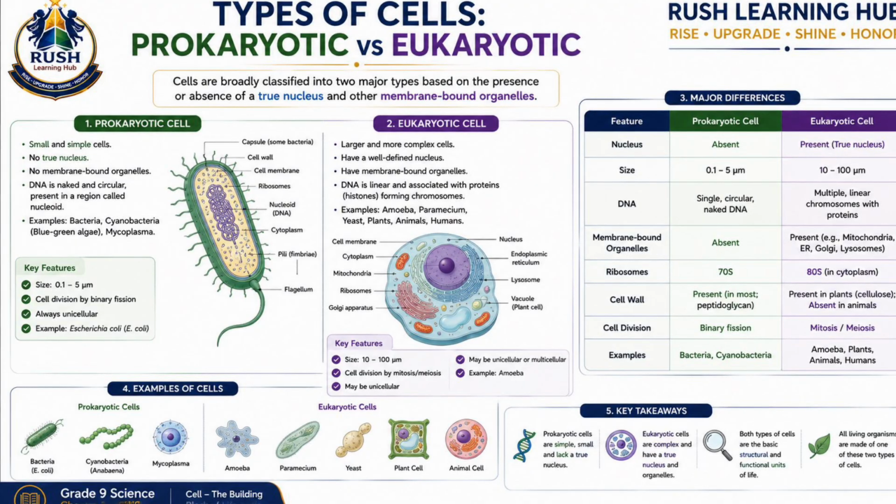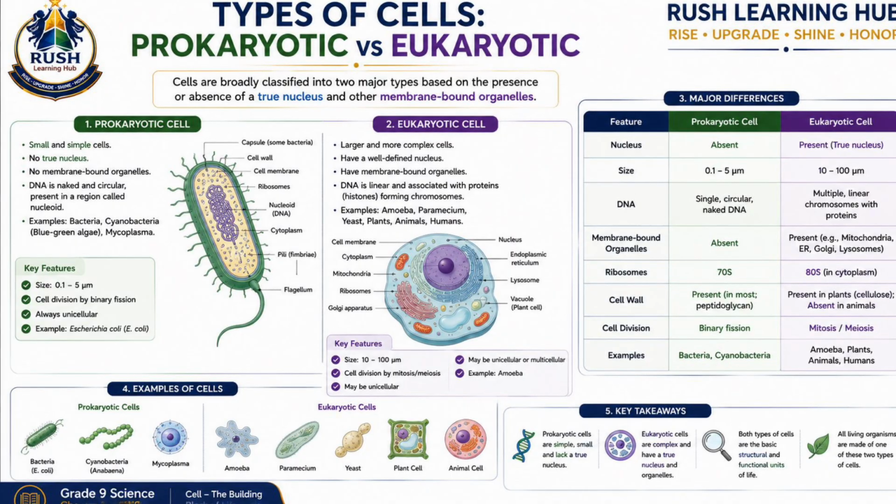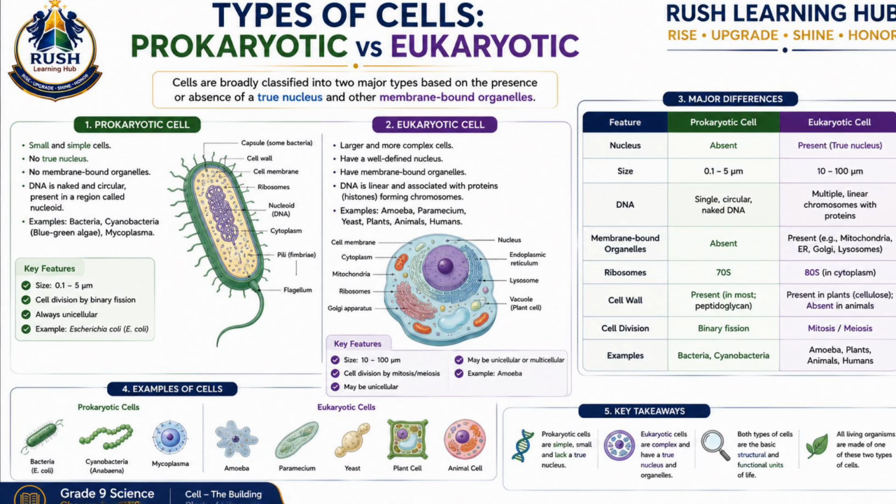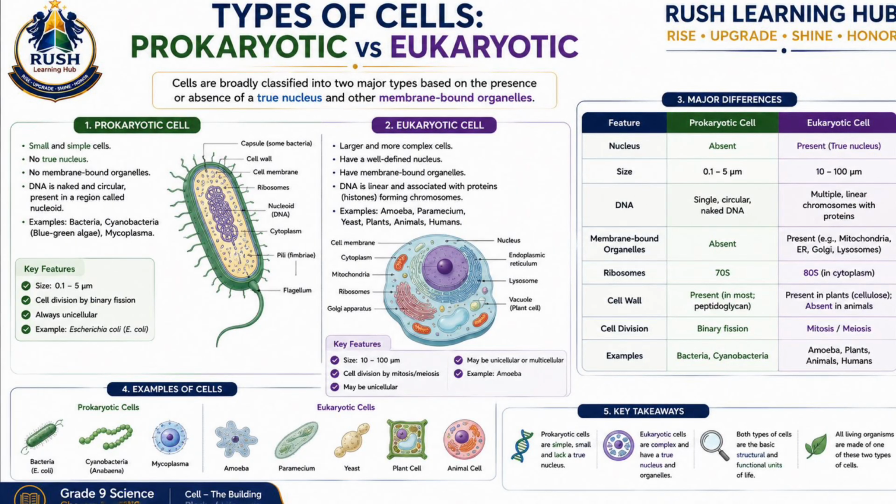Prokaryotic cells divide by binary fission, while eukaryotic cells divide by mitosis or meiosis. Students, remember that prokaryotic cells represent the earliest forms of life on Earth. Scientists believe that more complex eukaryotic cells evolved from simpler prokaryotic ancestors over millions of years.